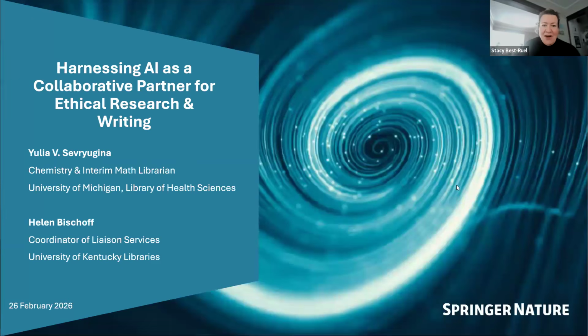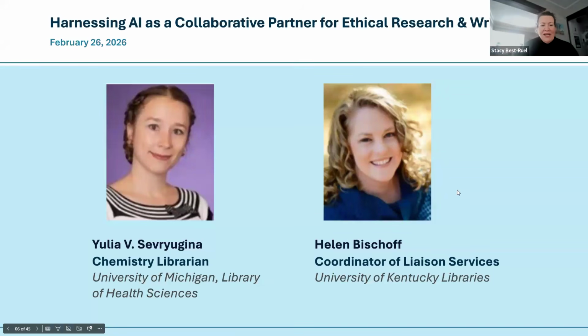But let me introduce now our speakers. We have Yulia Sevryugina from the University of Michigan Health Sciences Libraries. She is a chemistry librarian there and has done some pretty interesting research and investigation into how students are using AI. And then we also have Helen Bischoff, who's the coordinator of library services at University of Kentucky. She has done some interesting activities and different workshopping ideas, and will share many of her best practices with us. So with that, I'm going to hand it over to Yulia to get started.